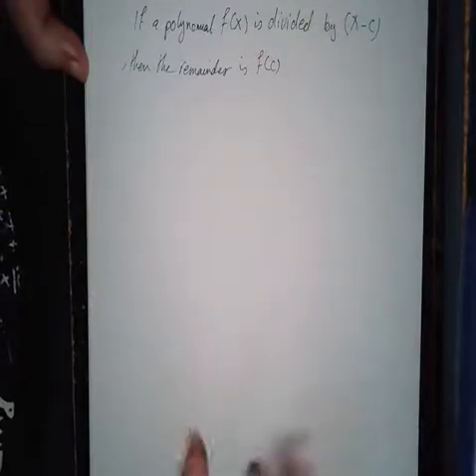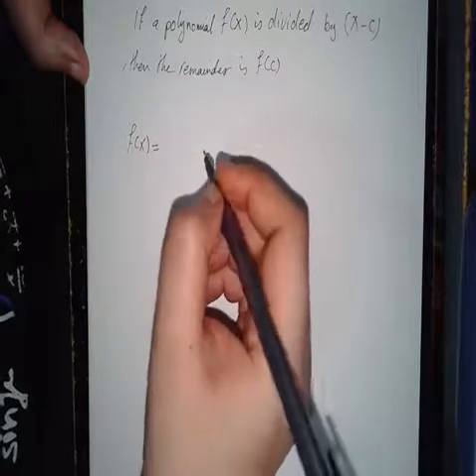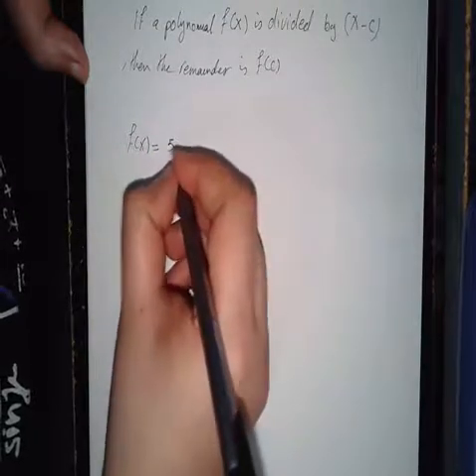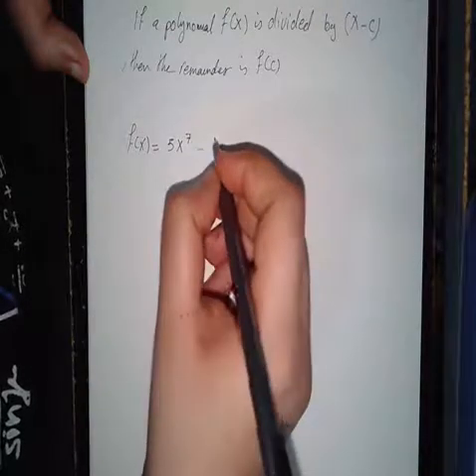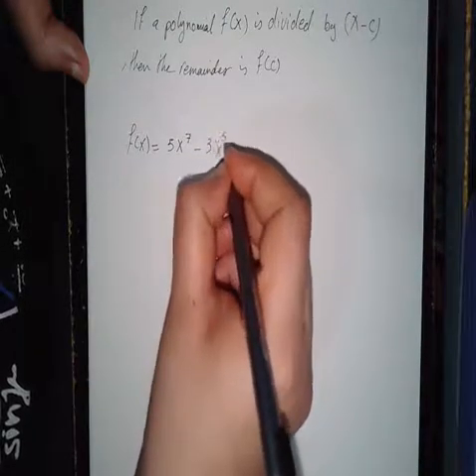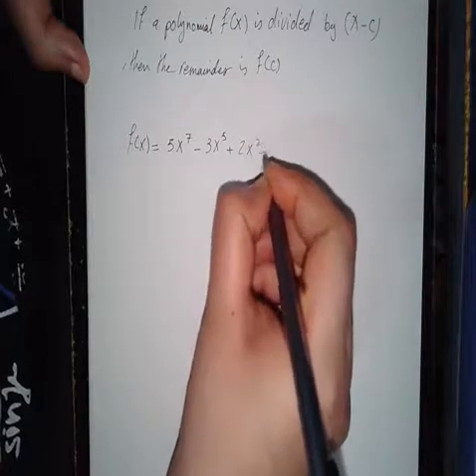So let me give you an example and see what that means and how we can use it. Right? So here's the function for you. The question says f of x equals 5x to the 7th degree minus 3x to the 5th power plus 2x squared minus 1.